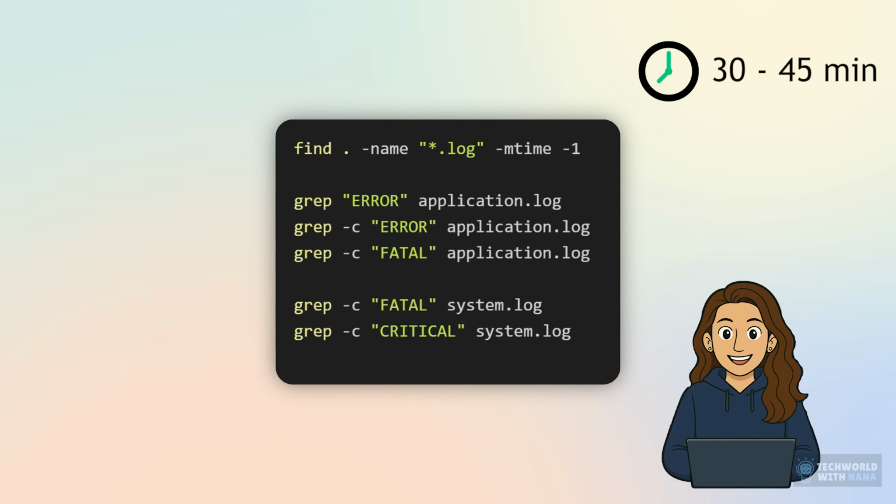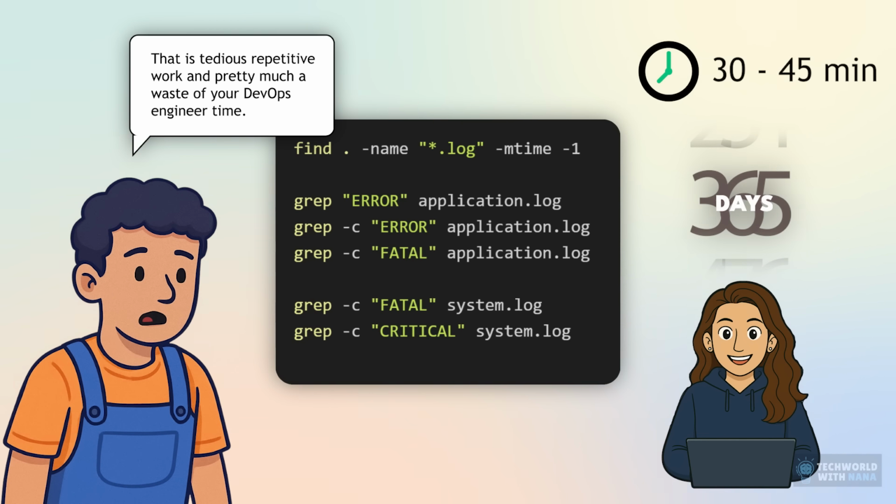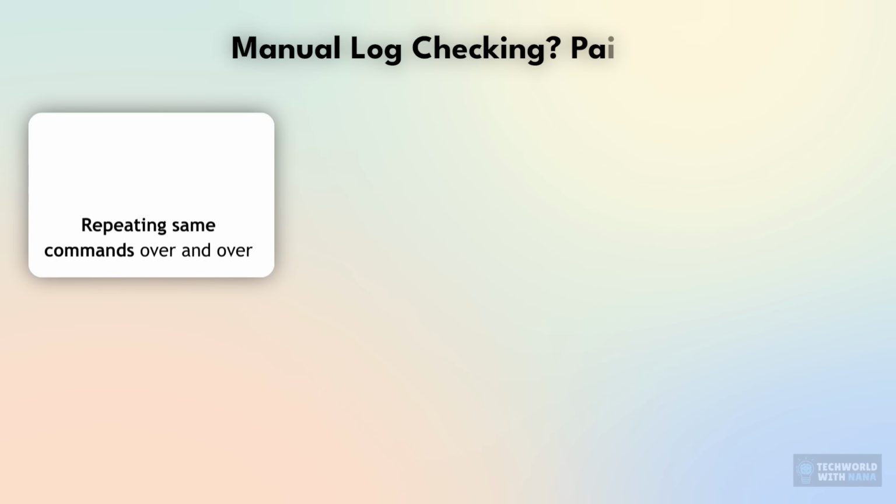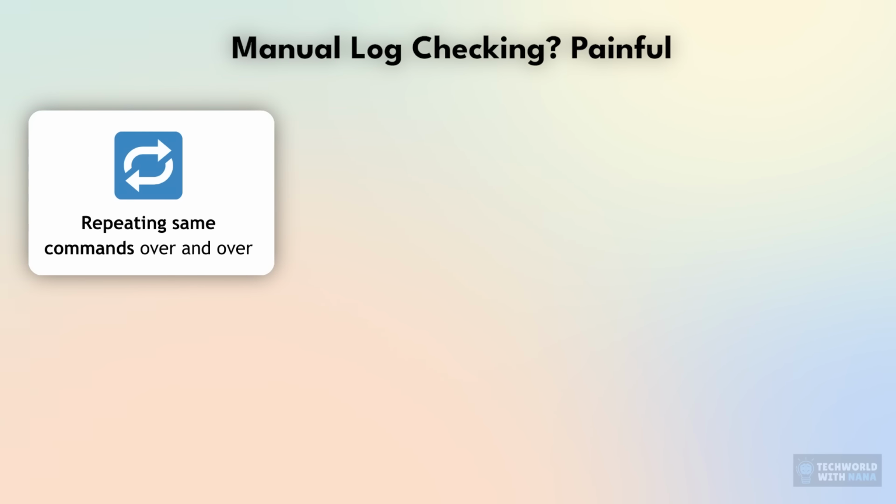And again, I have to do this on an almost daily basis. It sounds like a lot of tedious, repetitive work and pretty much a waste of DevOps engineer time, right? Which it is, because it requires repetitive command entry. So I need to execute the same commands to grep, to filter all the errors and manually go through them.